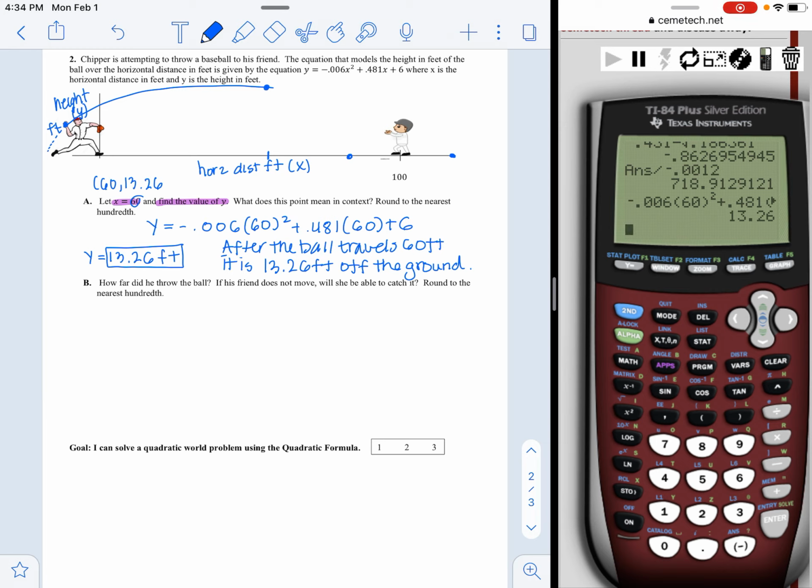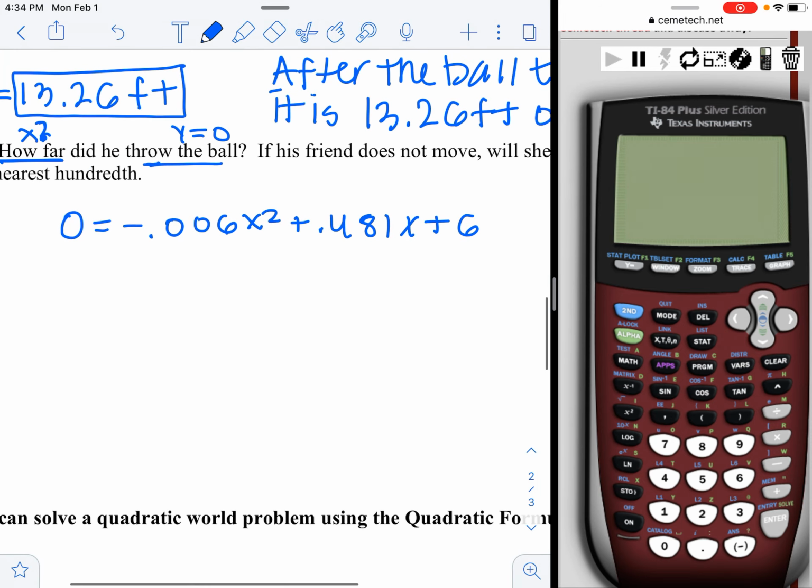So we need to find out where it hits the ground, right? So how far did he throw it? How far is x? That is, where is it going to hit the ground? So that's where y is equal to 0. Okay, so let's figure out what that is. All right, so I'm going to do 0 equals negative 0.006x squared plus 0.481x plus 6.